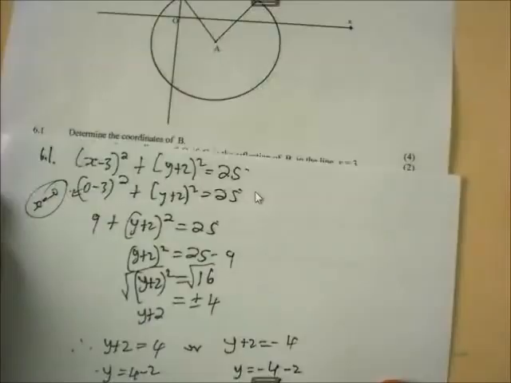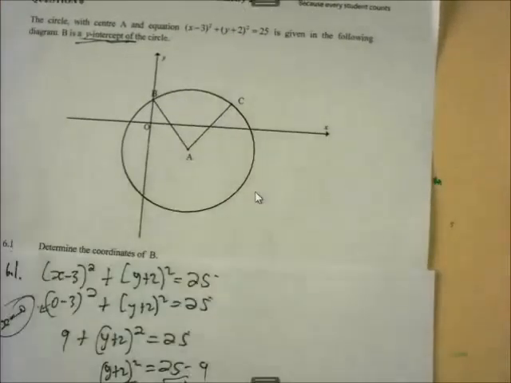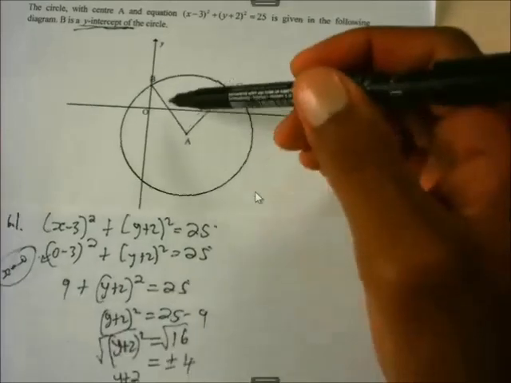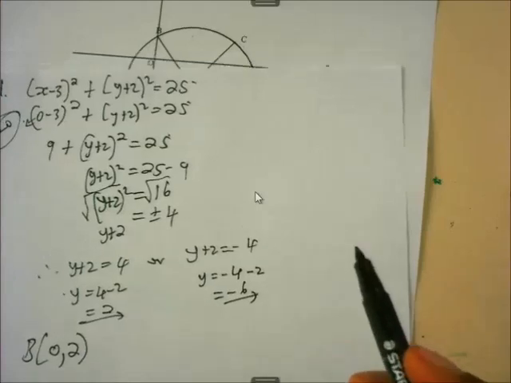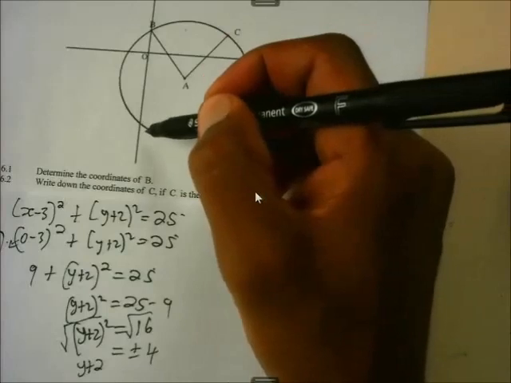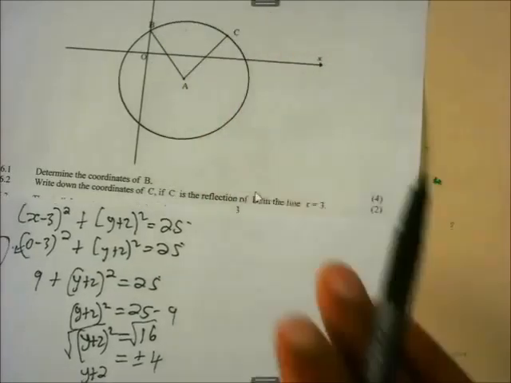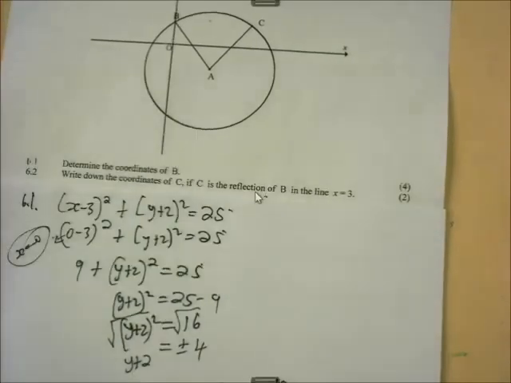We did question 6.1. The coordinates of B are 0 and 2. Why is it 0 and 2 here? Because B is the y-intercept of the graph. Of course, we had to take the positive one because we have the 2. The other one is y equals 2, the other one is y equals minus 6. When we look at the graph, minus 6 will be below the x-axis and positive 2 will be above the x-axis. Good. Now let us go to 6.2.